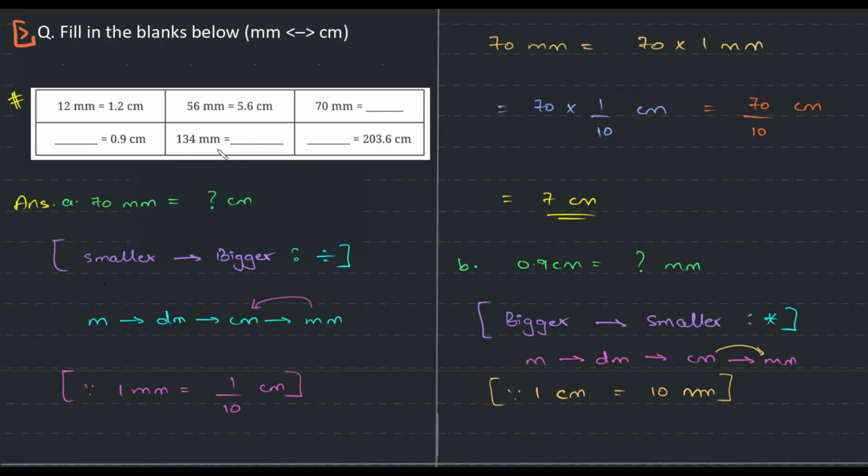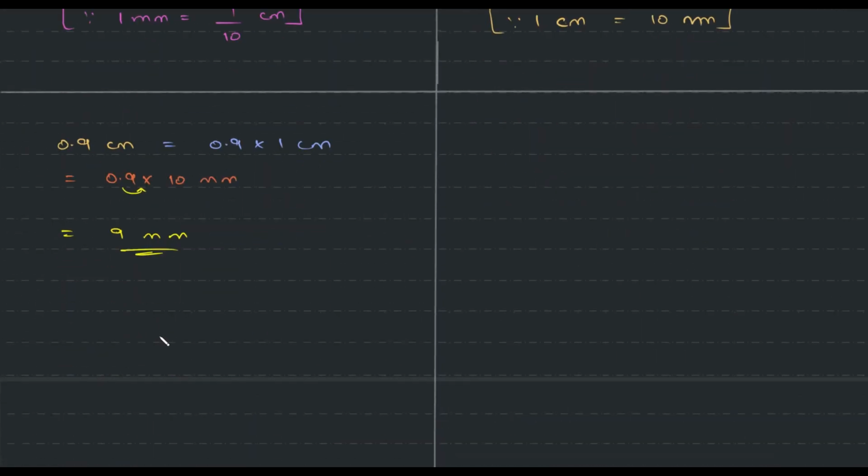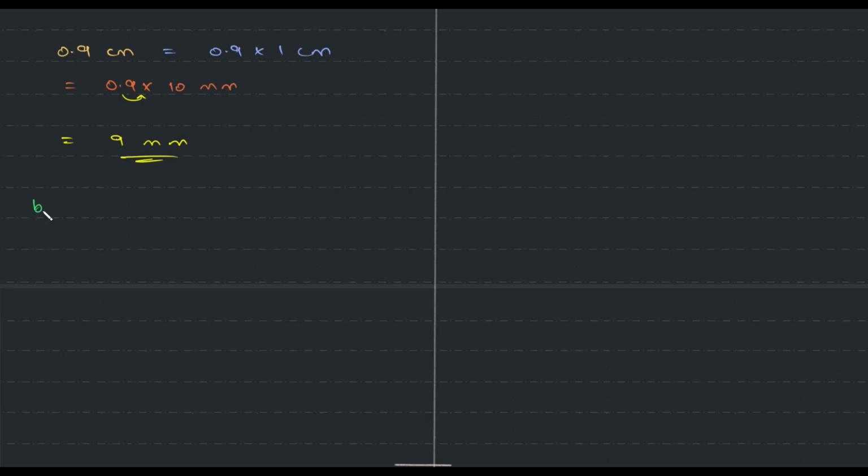Next question is 134 millimeter. How many centimeter? So now I think we can increase our pace a bit. 134 millimeter is equal to how many centimeter? So we know that milli is smaller than centi and 1 millimeter is 1/10 of a centimeter, right? So because this is the value, I can rewrite this as 134 into 1 millimeter. In place of 1 millimeter, I'm going to write into 1 by 10 centimeter.